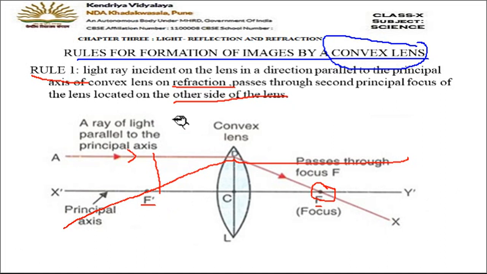So I think rule number one is clear: whenever a ray of light which is parallel to the principal axis gets refracted through the lens, it passes through the focus point. This is the rule, students. It cannot change. Whenever you are tracing the images, you have to follow these rules. Now let's see rule number 2.